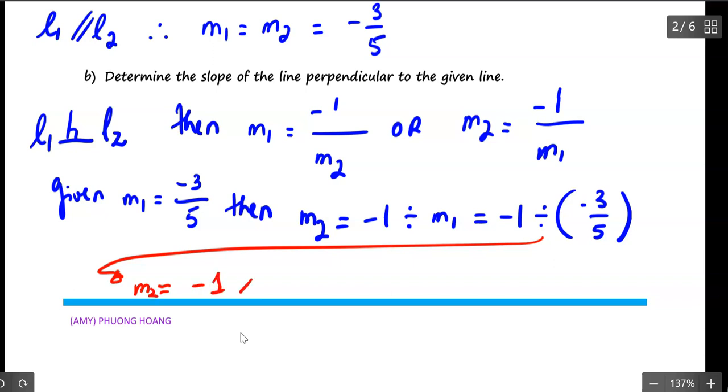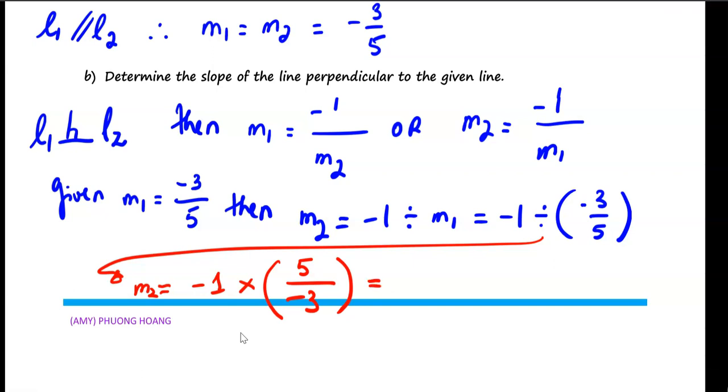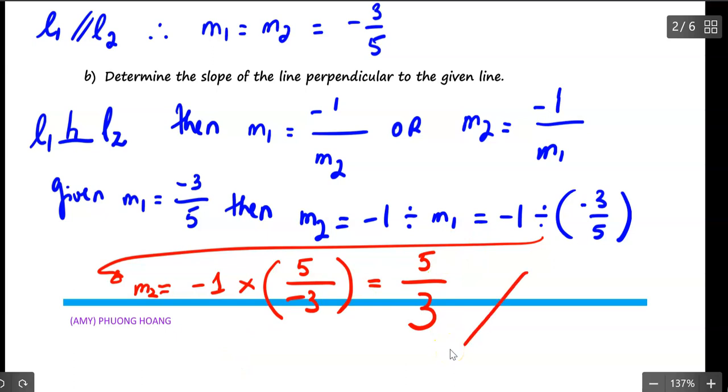So negative 1, change that into a multiplication and flip the fraction over. Okay, you flip the fraction over. So when you take negative 1 multiplied by 5 over negative 3, negative and negative will make it a positive, and you leave your answer as 5 over 3. So if you have a slope of negative 3 over 5, the slope of the line perpendicular to this is equal to 5 over 3, the negative reciprocal of one and the other.